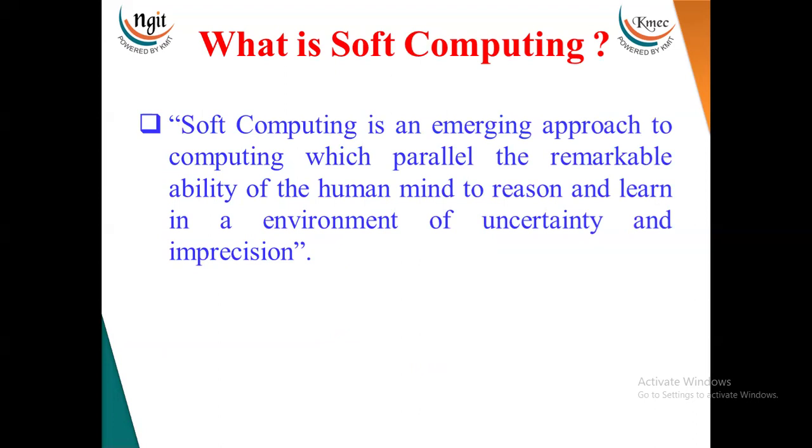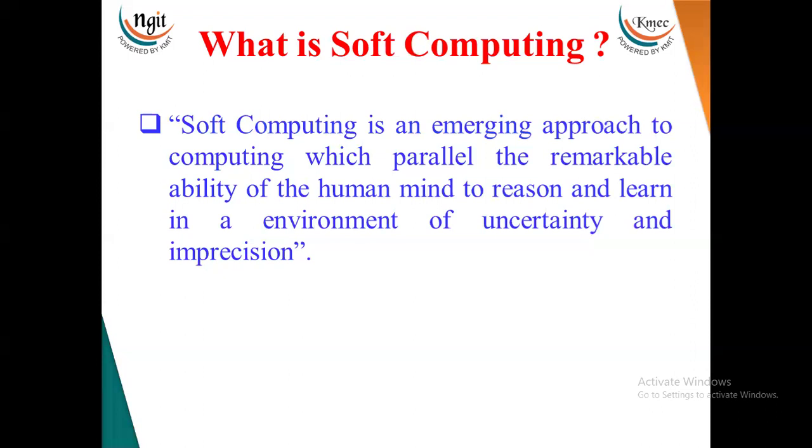It is an emerging approach which can be applied for computing techniques where we deal with uncertainty and imprecision. Okay, so what is meant by uncertainty and imprecision? Uncertainty implies that we are not sure about the result, or we cannot predict more, or we don't know whether it will happen or not. That is called uncertainty. And imprecision implies that the result may or may not be accurate.